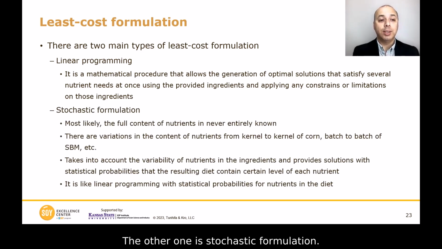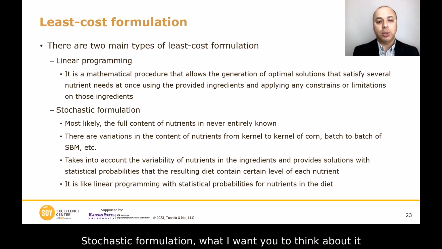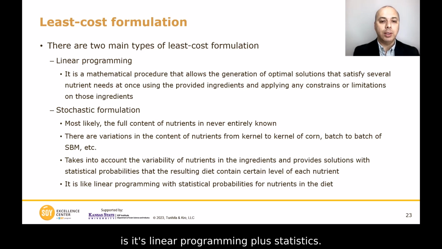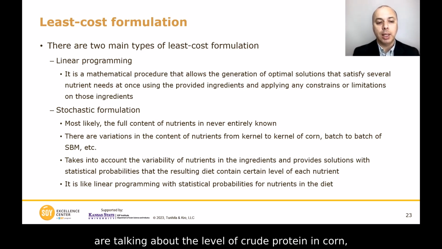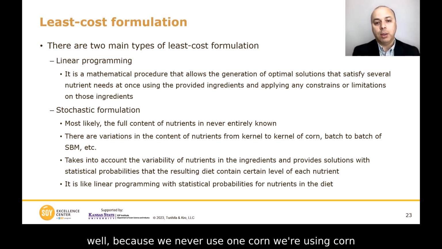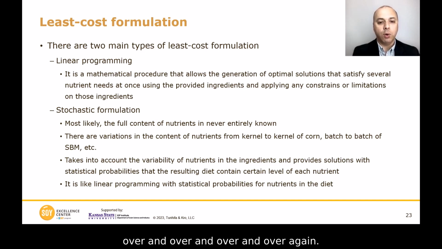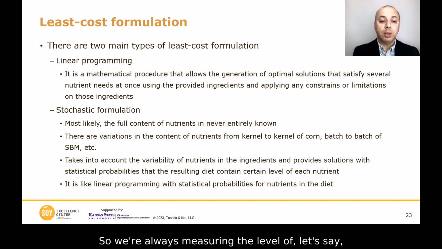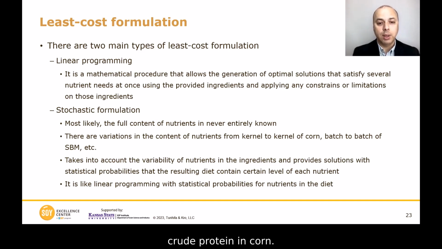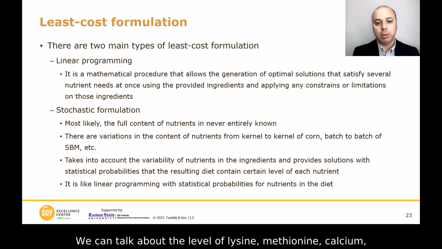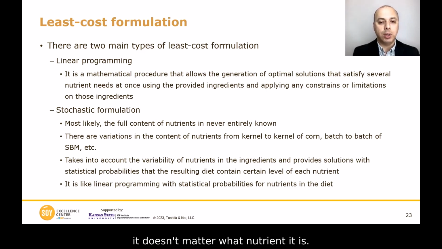The other one is stochastic formulation. Stochastic formulation, what I want you to think about is, it's linear programming plus statistics. What do I mean, plus statistics? Remember, for example, when we are talking about the level of crude protein in corn, well, because we never use one corn, we're using corn over and over and over again, so we're always measuring the level of, let's say, crude protein in corn. We could talk about the level of lysine, methionine, calcium. It doesn't matter what nutrient it is.